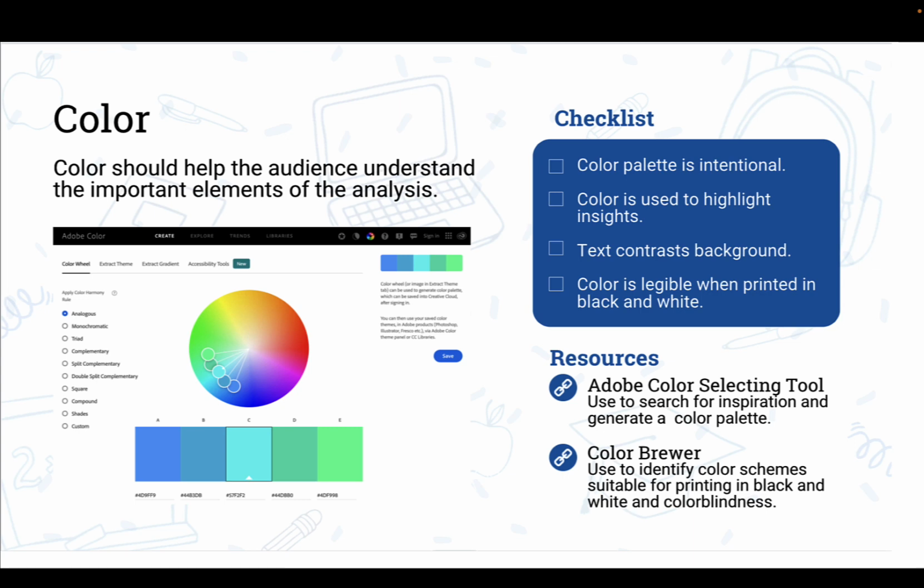Two resources that are incredibly useful are the Adobe Color Selecting tool, which you can use to search for color palette inspiration and even upload images to pull colors from. I like to upload an image of the school or district logo and then identify the specific colors that are in the logo and use those in my future visualizations. Another free resource is Color Brewer, which can be used to identify color palettes suitable for printing in black and white and for colorblind audiences.